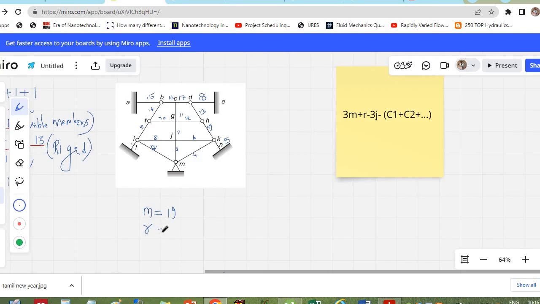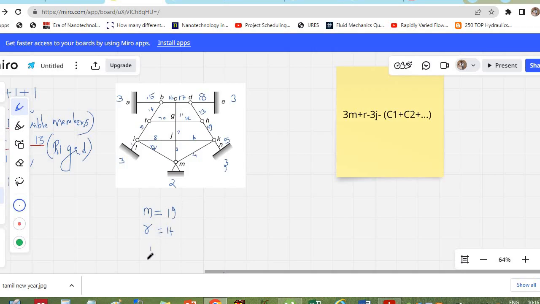Number of reactions is equal to, here it is 3, 2, 3 reactions. So how many reactions do we have actually? The number of reactions, 12 plus 2, it is 14. So we have got 14 reactions.